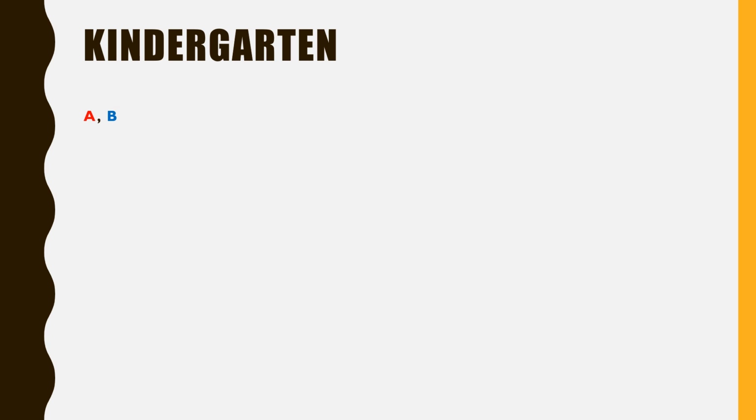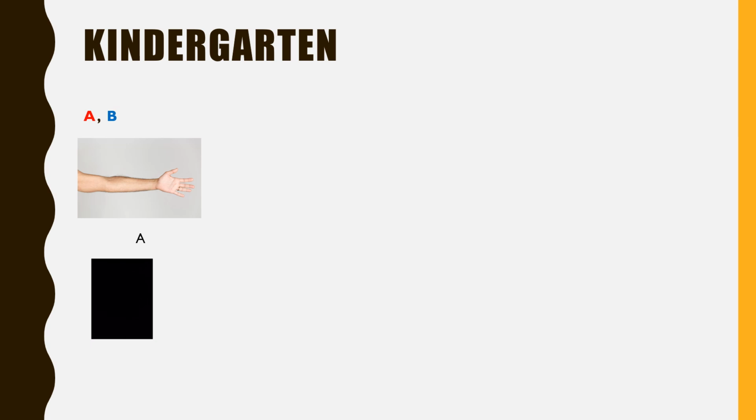Okay, so what sound does this word make? Arm. Does arm start with A or B? Let's see. A. Arm starts with A. All right. And the next one is black. Does black start with A or B? B. Black.